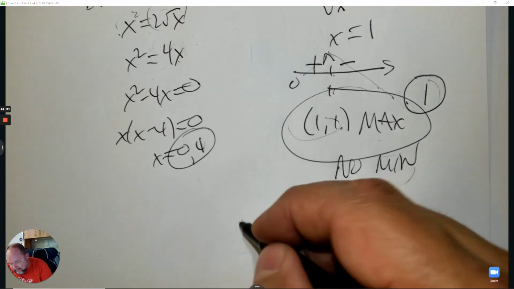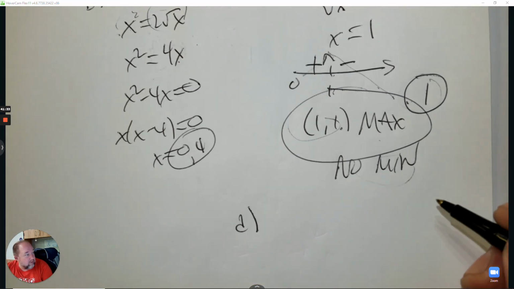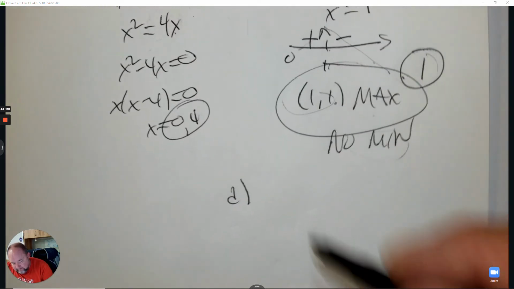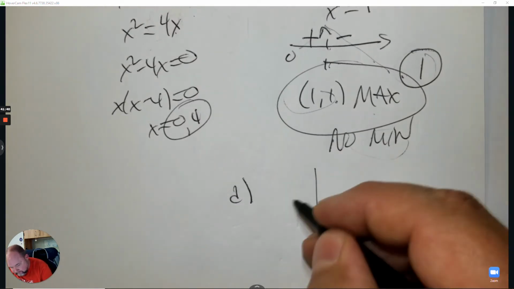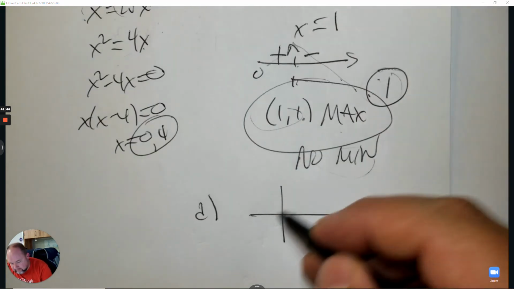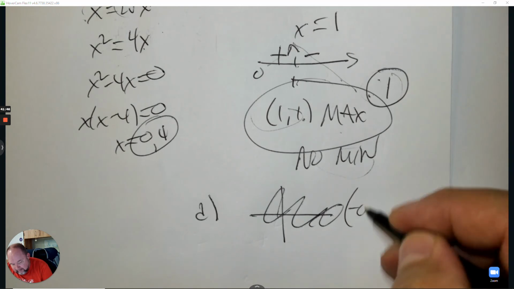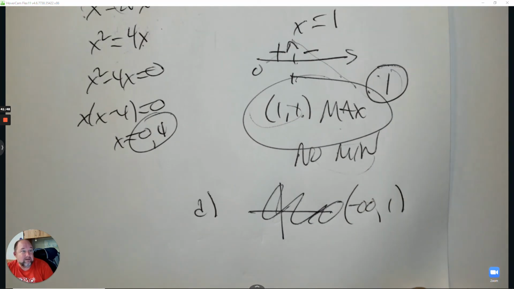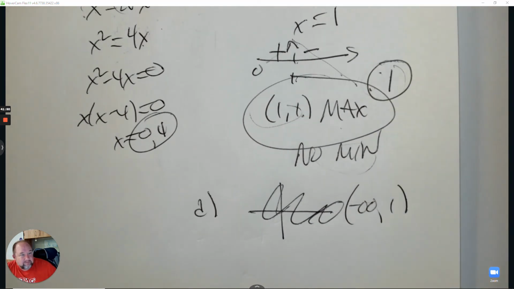D, what's the range? Oh, so the max value is 1. So the range goes from negative infinity up to 1. There you go. I was trying to overthink it.